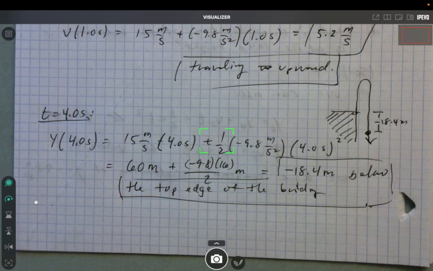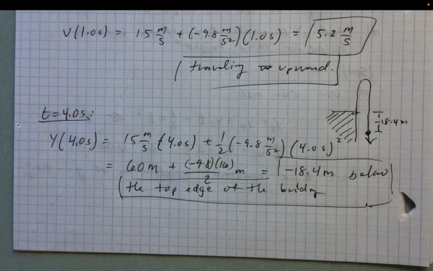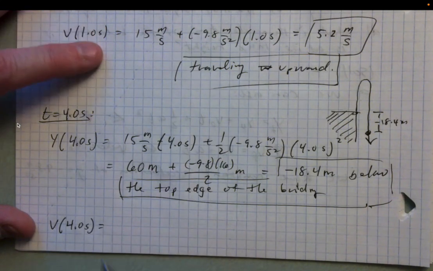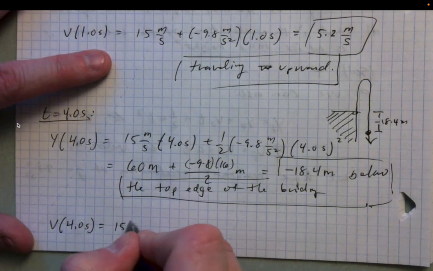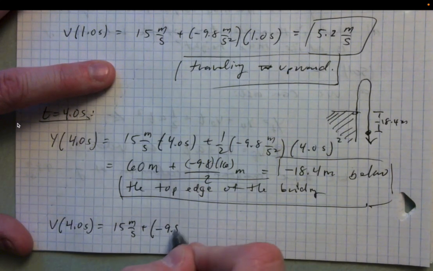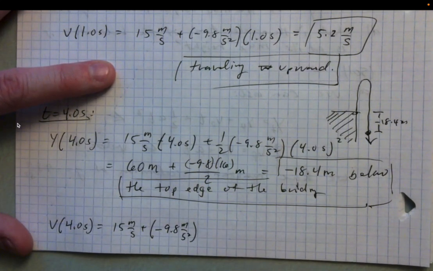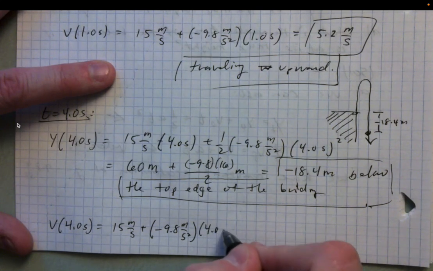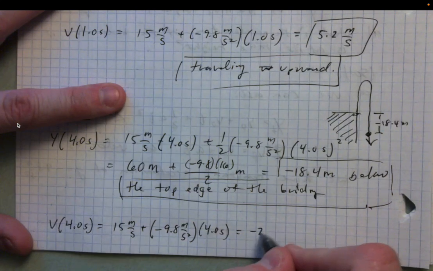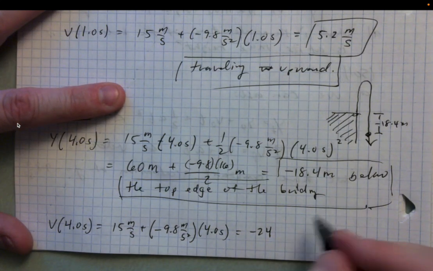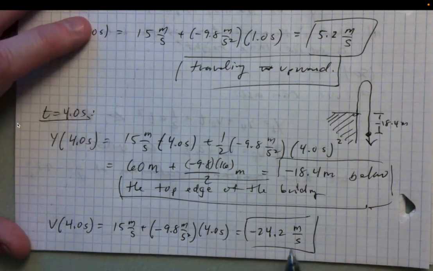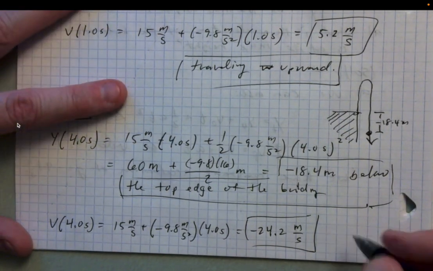Okay, how fast is the ball going at 4 seconds? The velocity at 4 seconds is equal to the initial velocity of 15 meters per second plus the acceleration, negative 9.8 meters per second squared, times the time, which is 4.0 seconds. And what do we get there? When you crunch all of that, you get negative 24.2 meters per second. Right? And the fact that it's negative means that the ball is traveling downward.